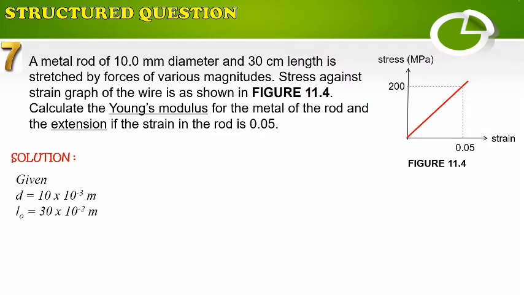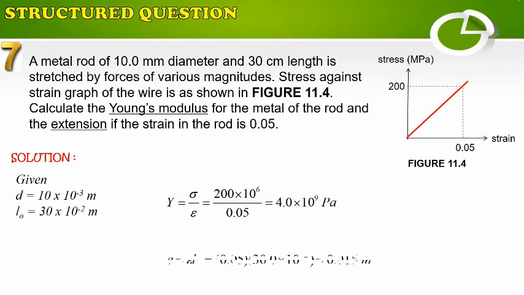Question number 7. A metal rod of 10 mm diameter and 30 cm length is stretched by forces of various magnitude. Stress against strain graph of the wire is as shown in the figure 11.4. We need to calculate the Young modulus for the metal of the rod and the extension if the strain in the rod is 0.05. Referring to the graph given and the information from the question, we can calculate the Young modulus by using the equation of stress over strain.